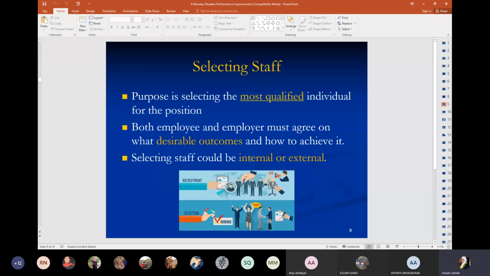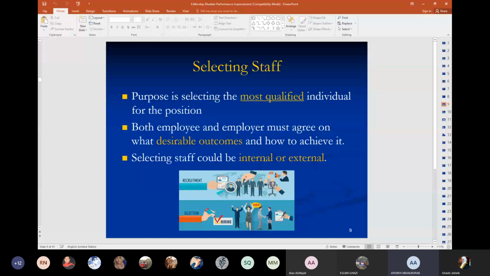The selection could be from internal staff or external. What does that mean? The process of selection for a new position could be from internal staff. How can we hire an employee for a new position from internal staff, not from external staff? May I answer? Yeah, sure. I think internal means maybe in the same organization.